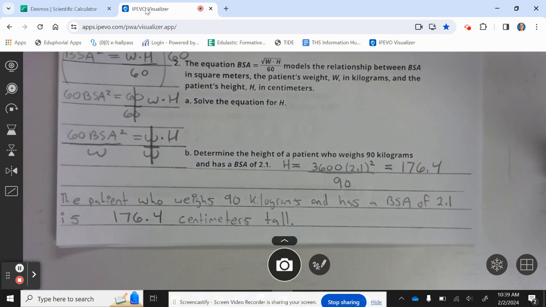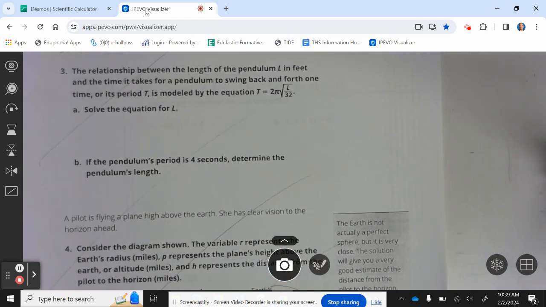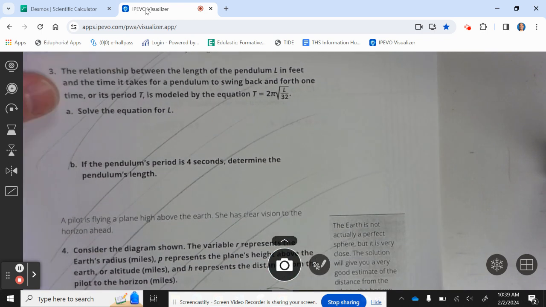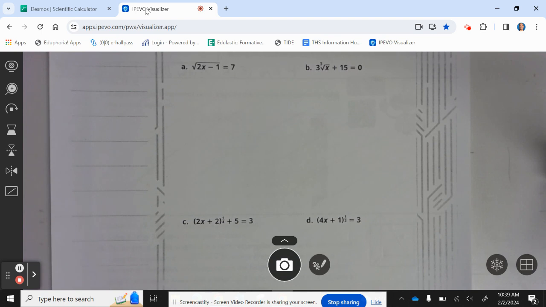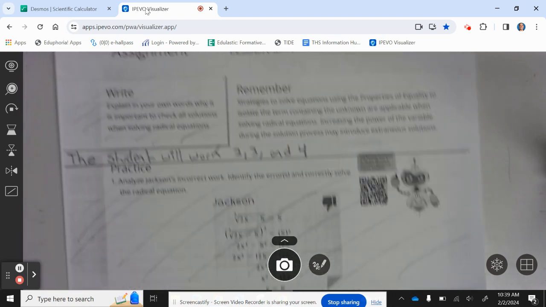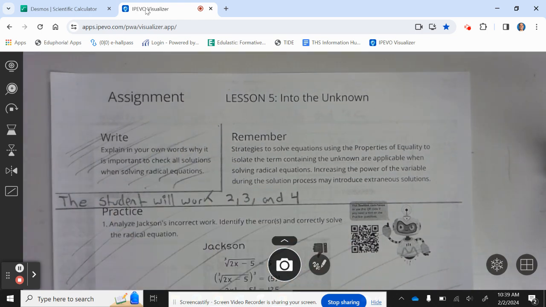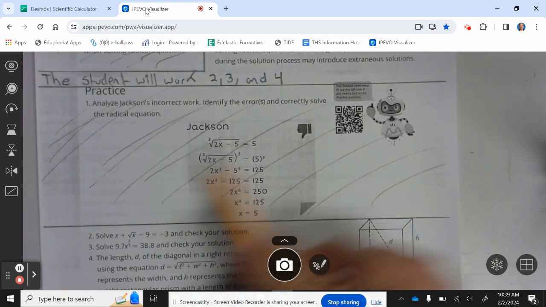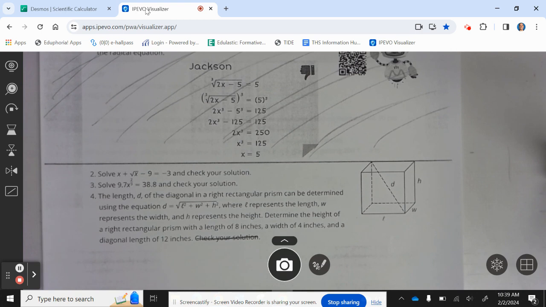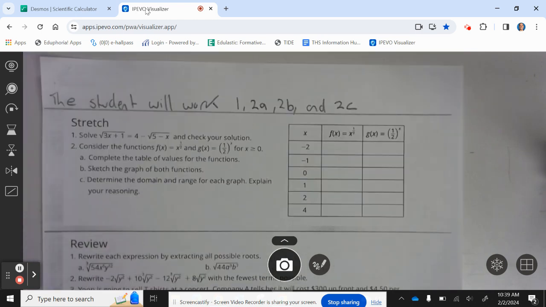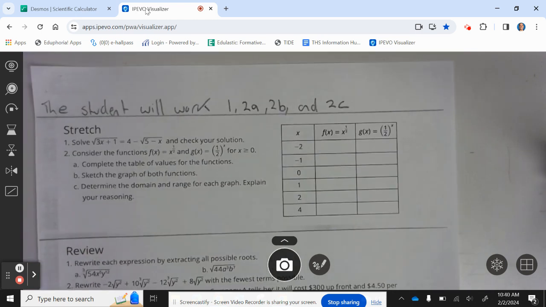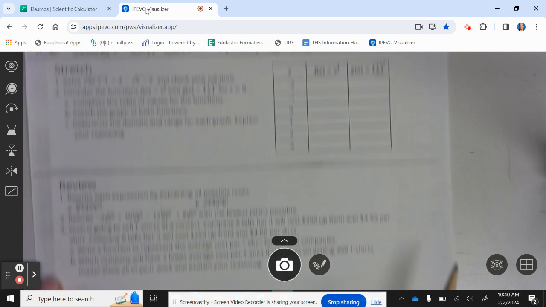All right, let's take a look at the next page. Go ahead and mark this page out. All right, the student will work 1A, 1B, 1C, and 1D. Go ahead and mark this out. The student will work 2, 3, and 4. Mark this out. All right, and let's take a look at the last page. The student will work 1, 2A, 2B, and 2C. And then you can mark this out.